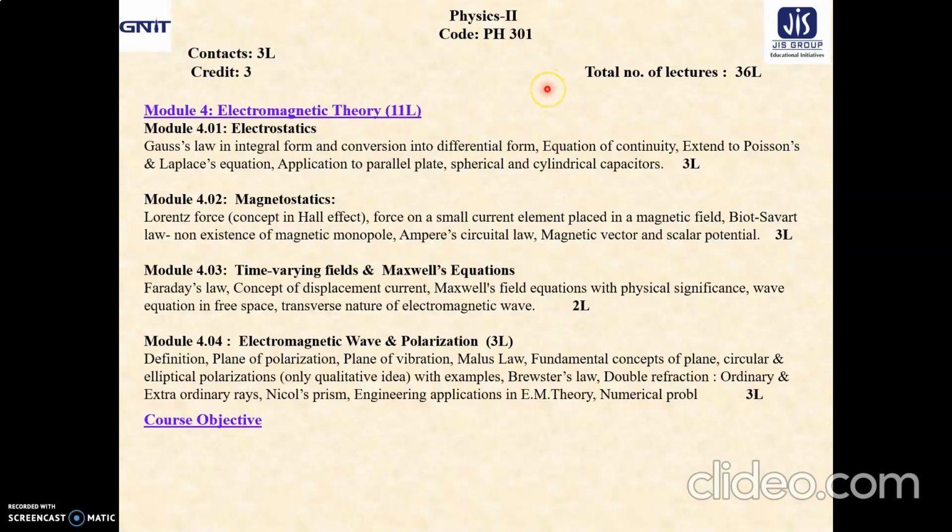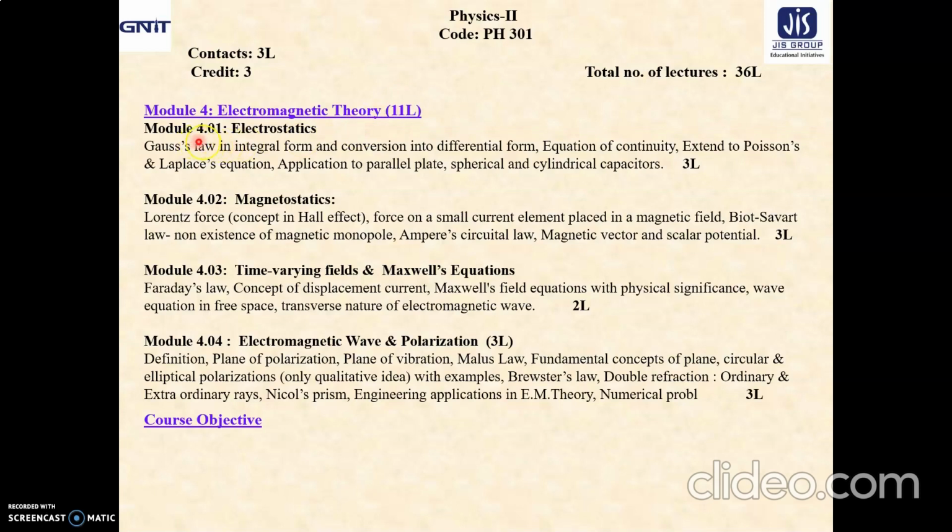To start with, let me introduce the syllabus of Physics 2 first. The code is PH301. The contact is 3 lectures per week and credit is 3. Total number of lectures allocated here is 36. Now, I am starting with module 4, that is the electromagnetic theory, where we have a total of 11 lectures. The entire module 4 is subdivided into 4 sub-modules.